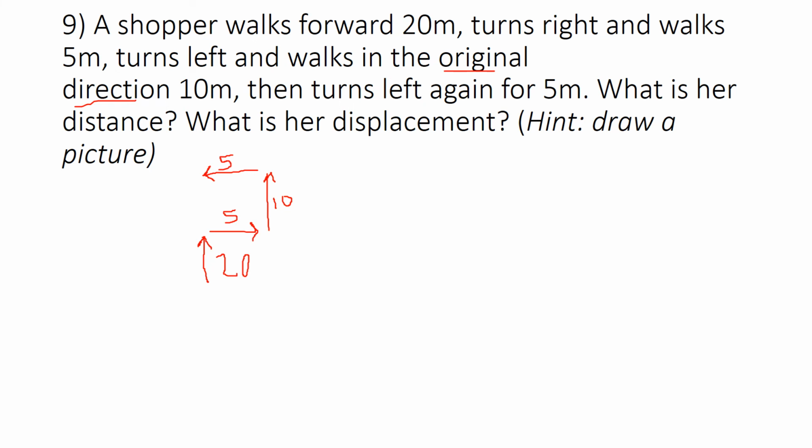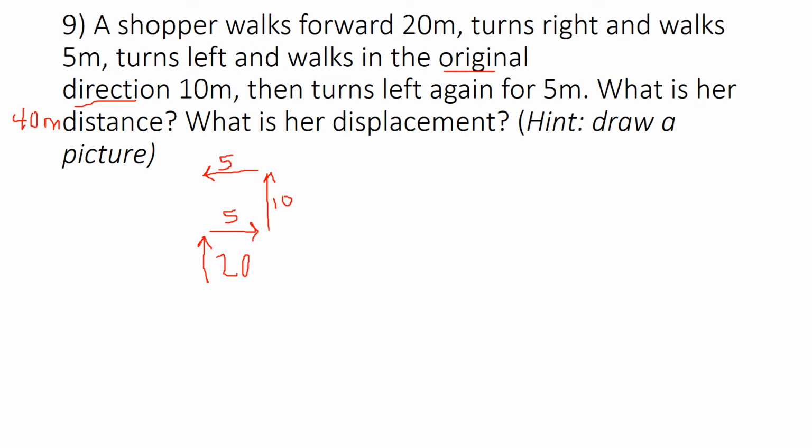So the first thing we have to figure out is what's their distance. Well, that's pretty easy. 20 plus 5 plus 5 plus 10, or whatever order you do it in, and you get a distance of, that's 40 meters. But the displacement is where it gets tricky. But this is why we draw a diagram.